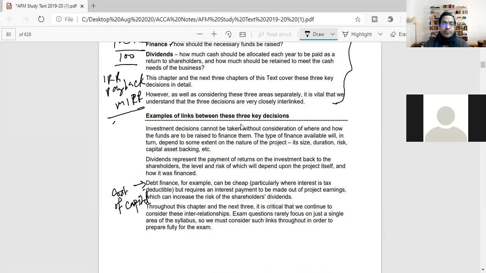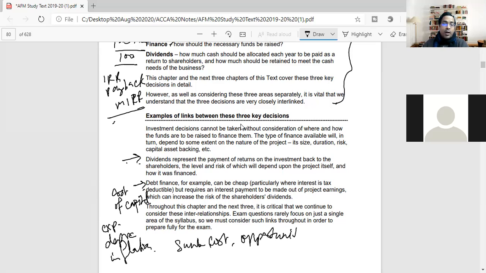Second is dividends. This is the return of the investment to the shareholders. And finally, we also consider what the different types of expense are: depreciation, inflation, sunk cost, and opportunity cost, and how they impact investment decisions. And it is a very interesting chapter in a way that it will help you make decisions in various aspects of life, not only in the finance paper.